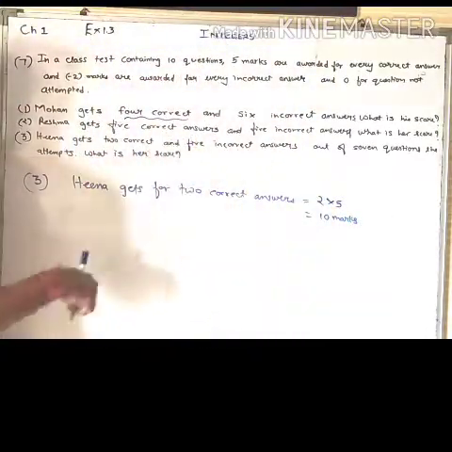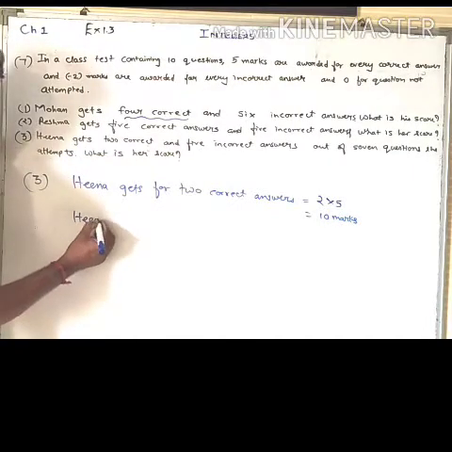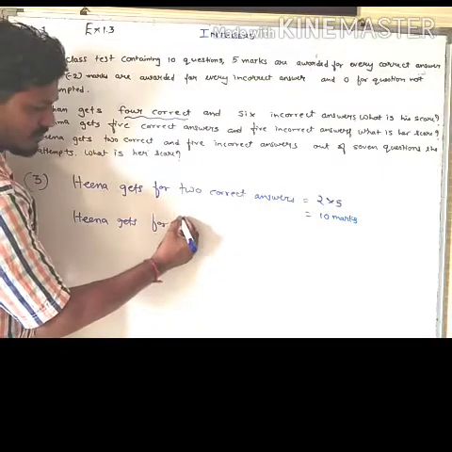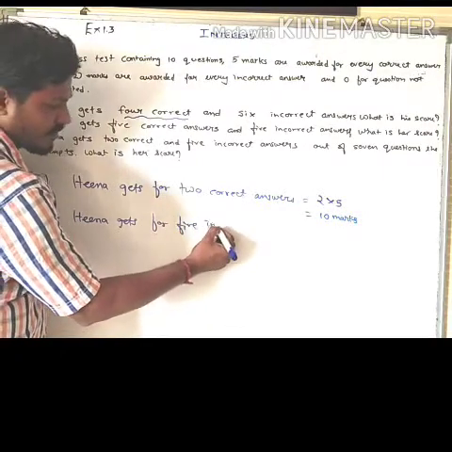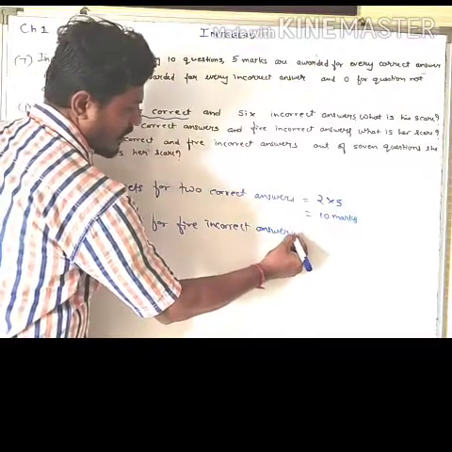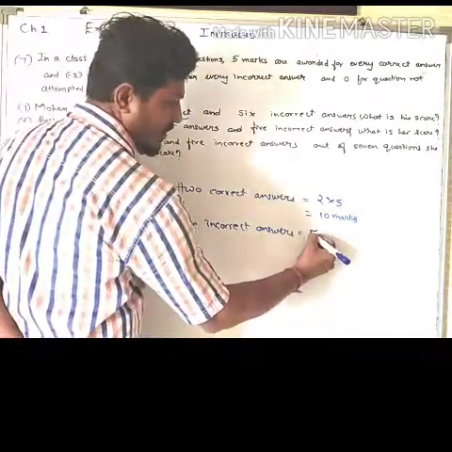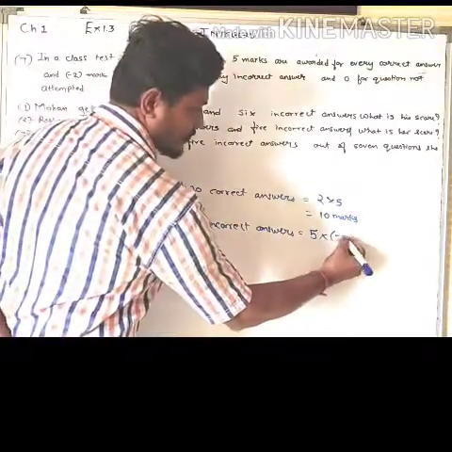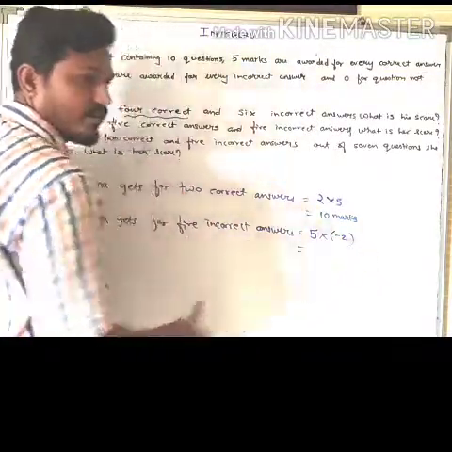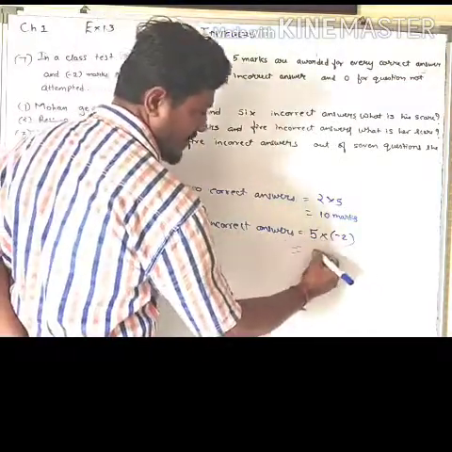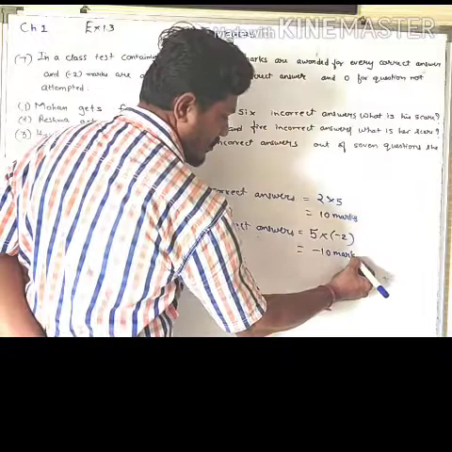See here 5 incorrect answers. Hina gets for 5 incorrect answers. Now here you have to multiply 5 with negative 2. Why? Because negative 2 for giving each incorrect answer. See here 5 incorrect answers. 2 5s are 10. Negative 10 marks.